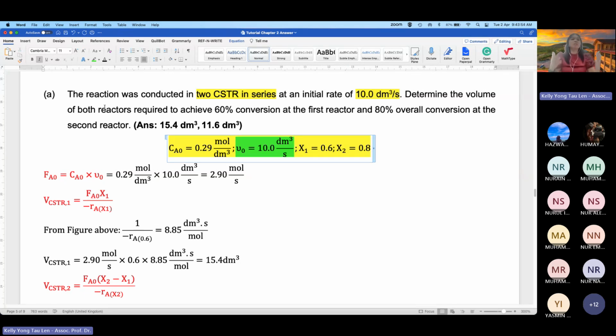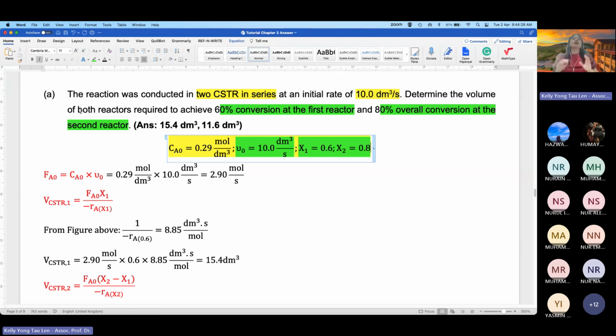They say, determine the volume of both reactors. So it sounds quite simple. They want you to find volume CSTR1 and volume CSTR2 to achieve 60% conversion at the first reactor, which is definitely X1, and 80% overall conversion at the second reactor, definitely X2. So they give us X1 0.6, X2 0.8. You have epsilon naught, the volumetric flow rate, you have X1, you have X2, and they want you to find volume.